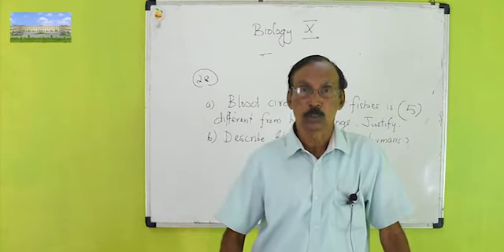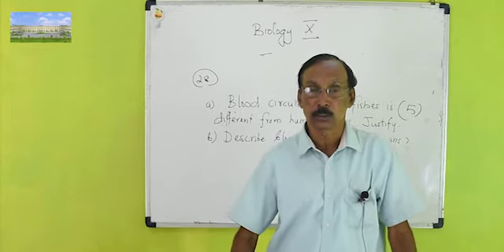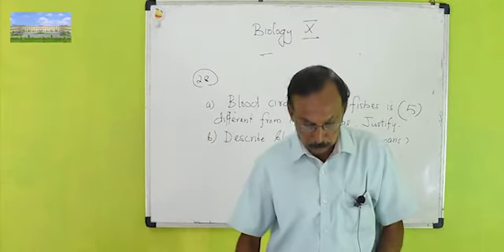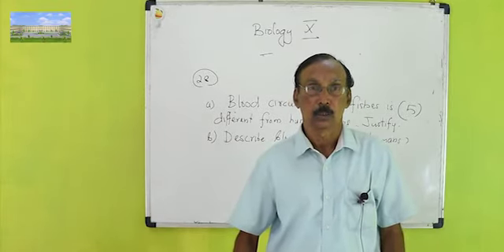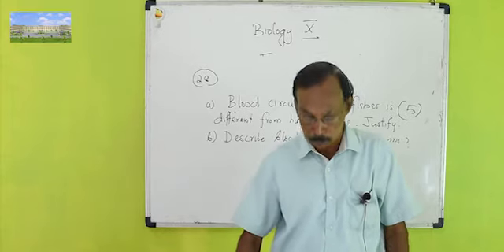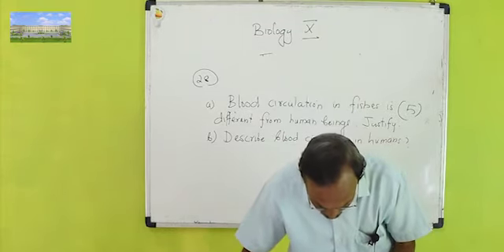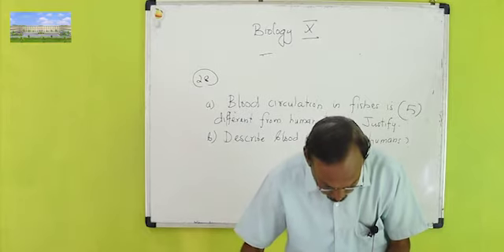What is the function of bile juice? It helps the emulsification of fat. What is emulsification? Breaking the big particles of fat into small particles, and this one is called emulsification. So that is the first part.